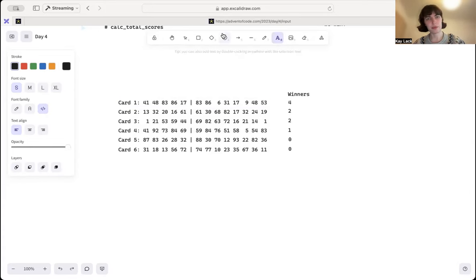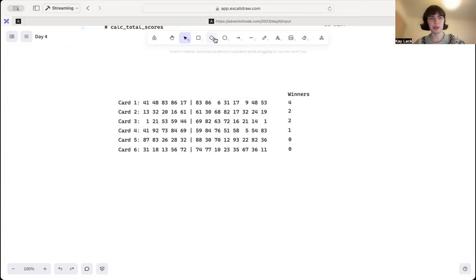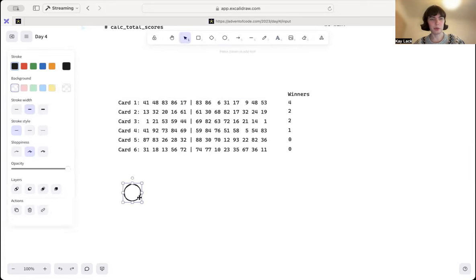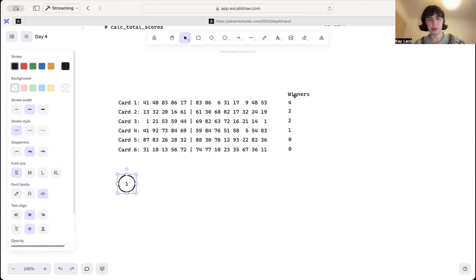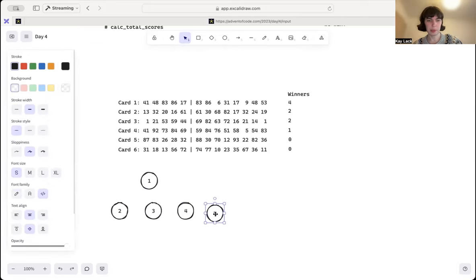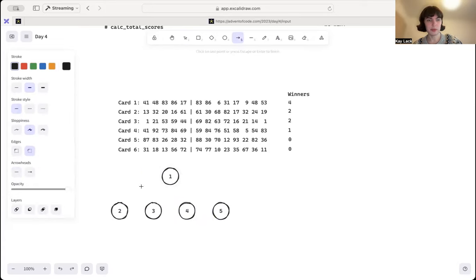So let's start off with card one. Card one has four winners, so it needs to ask cards two, three, four, and five what its winners are, what their winners are. Oh gosh, sorry.